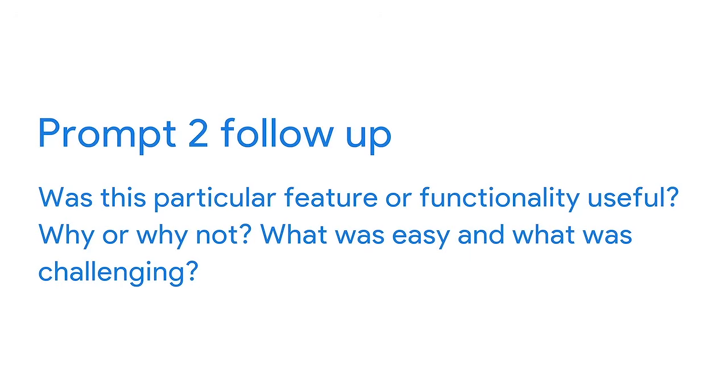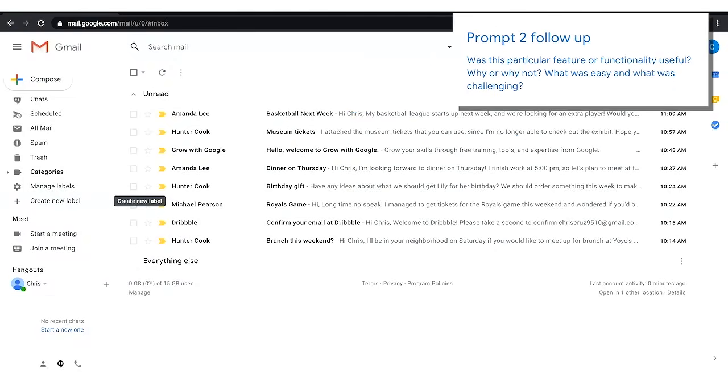Okay, so the prompt says, was this particular feature or functionality useful? Why or why not? What was easy and what was challenging? Definitely not challenging. I think I've used these in the past maybe. It was pretty intuitive to find the label area and make a new one.